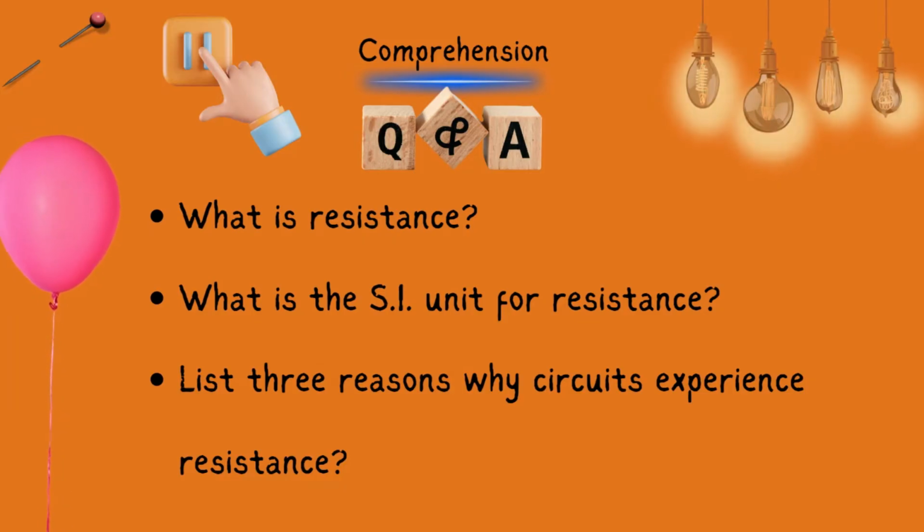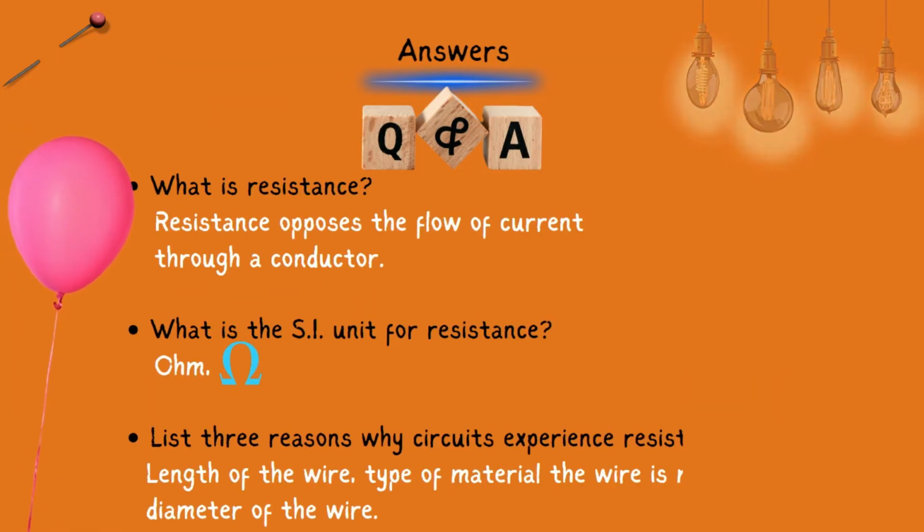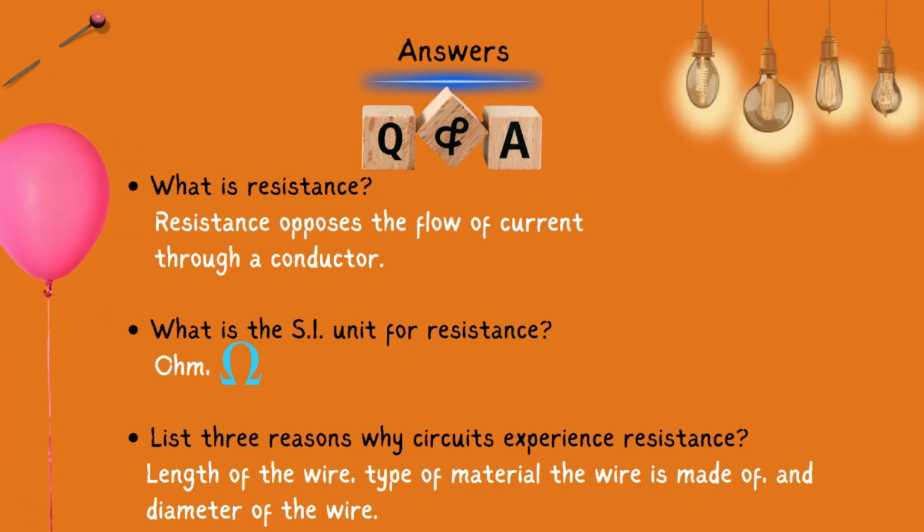Comprehension. What is resistance? What is the SI unit for resistance? And there are 3 reasons why circuits experience resistance. You may pause this video to answer the question. Resistance opposes the flow of current through a conductor. The SI unit for resistance is the ohm, and the length of the wire, the type of material the wire is made up of, and the diameter of the wire are all 3 reasons why circuits experience resistance.